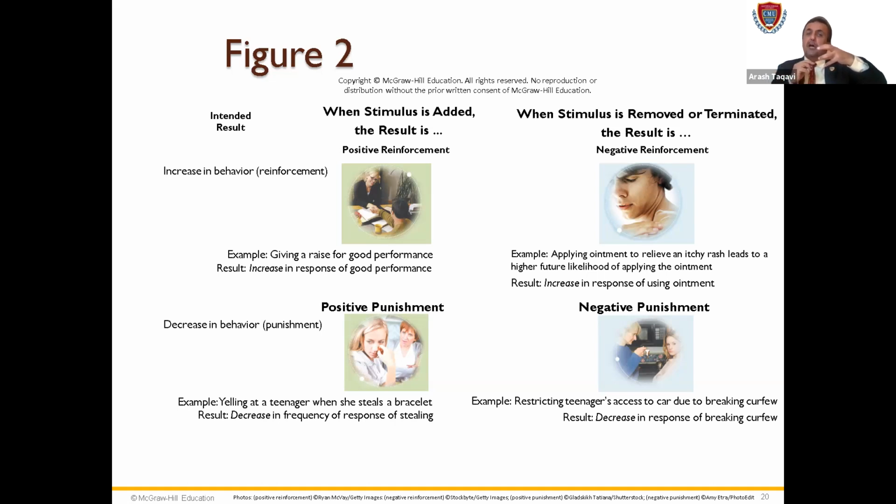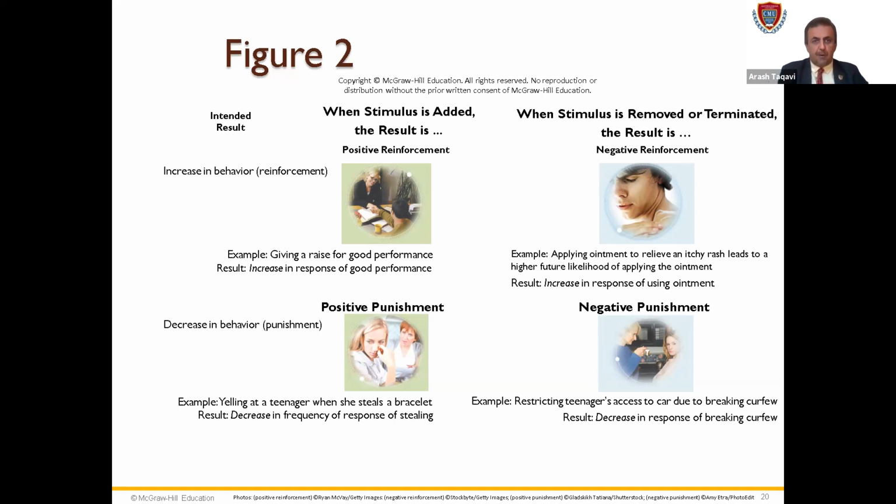Punishment and reinforcement are about the consequences of action, about the outcome. Positive or negative is about adding or removing. So adding a pleasant stimulus is called reinforcement, and positive is adding. Adding a pleasant stimulus is called positive reinforcement. Adding an unpleasant stimulus is called positive punishment. Removing a pleasant stimulus is called negative punishment. Removing an unpleasant stimulus is called negative reinforcement.